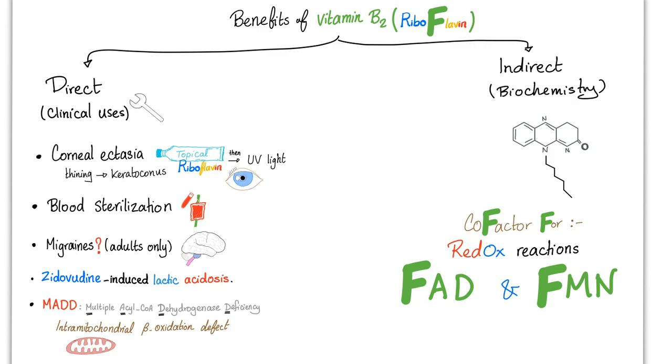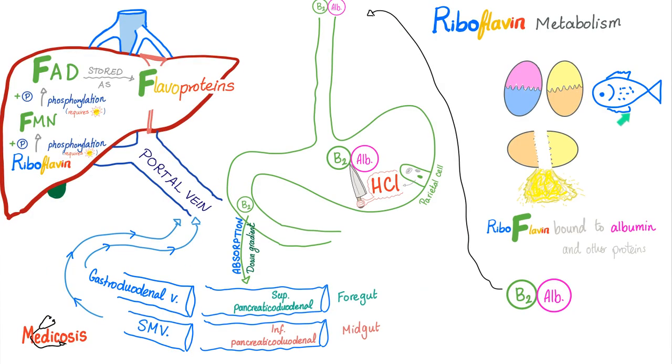These two work as cofactors, or coenzymes, or enzyme helpers. You eat eggs or fish or yeast or mushroom or whatever, and they have B2. It's bound to albumin, and then you digest it. It's here, baby. And then HCl will sever this relationship, and now vitamin B2 is free.